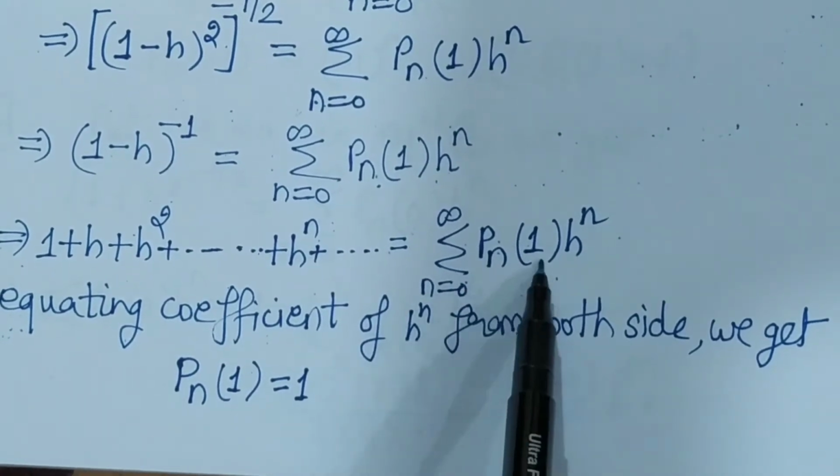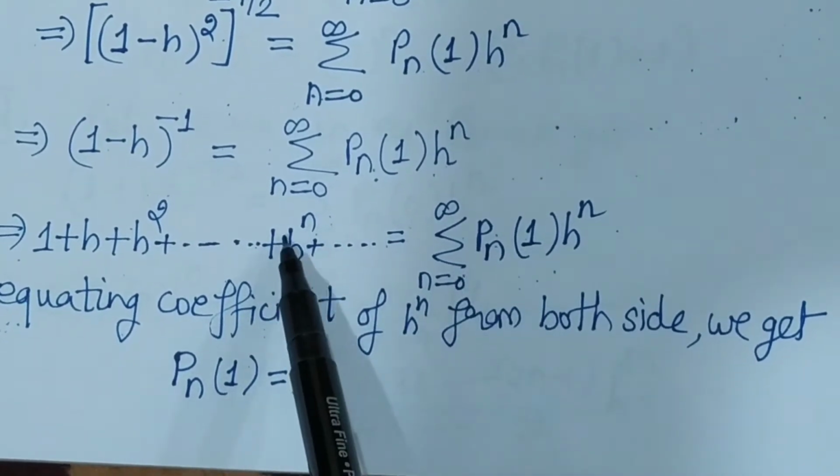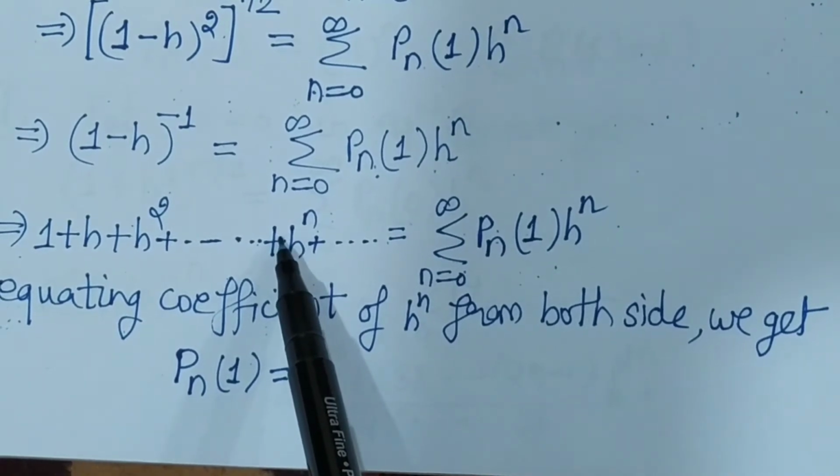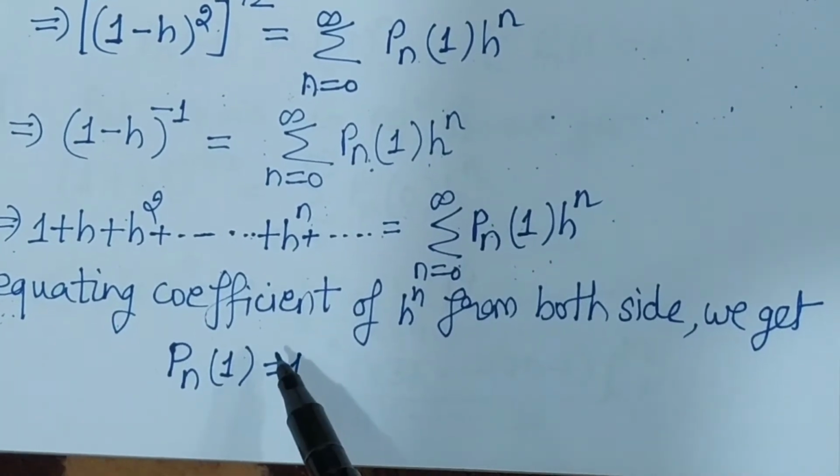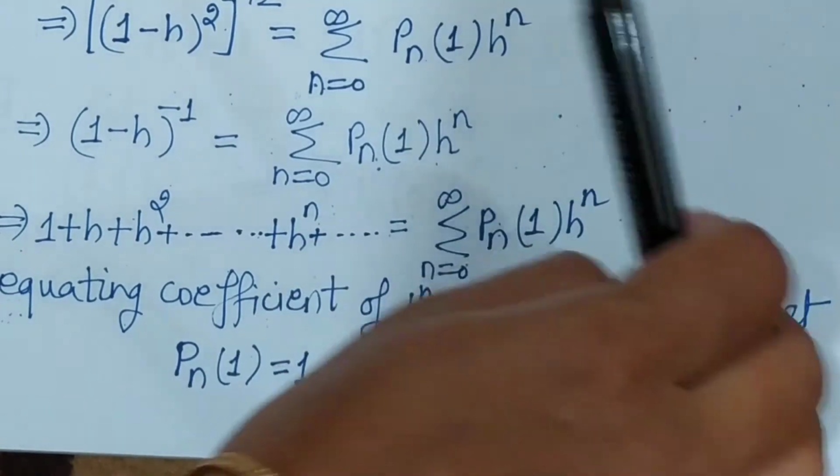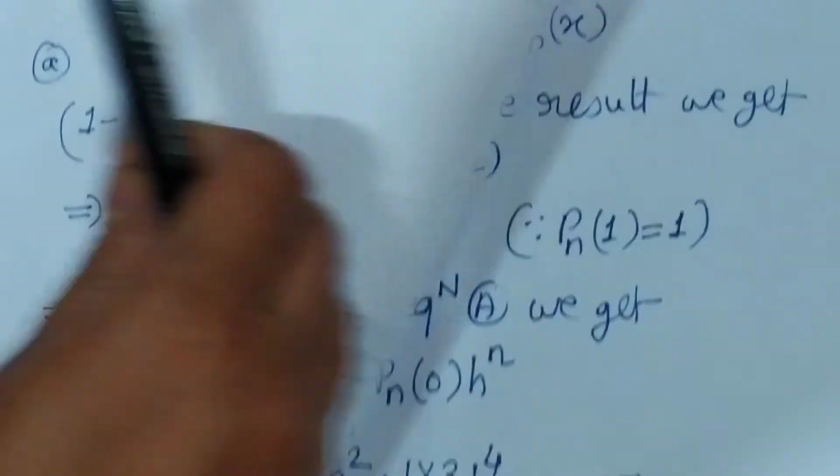So here the coefficient is Pn of 1, whereas on the left hand side it is 1. So we get the first desired result. Now let us prove the second result.